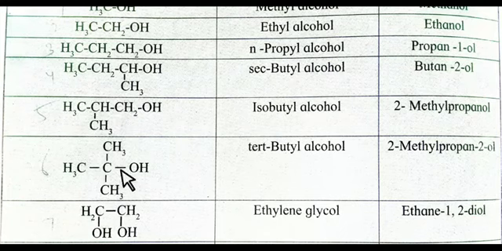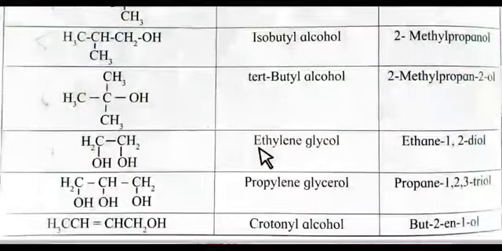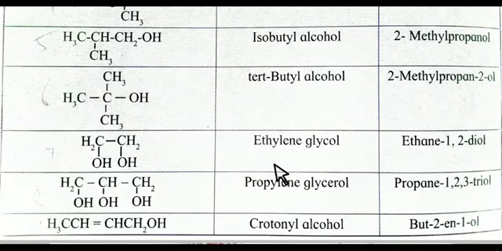See here, the functional group is attached with the carbon which is again attached with three carbon atoms, means it is a tertiary group. Four carbon atoms are there, means tertiary butyl. OH is there, so it is tertiary butyl alcohol. See here, two OH groups are there with two carbons, so it is ethylene glycol.